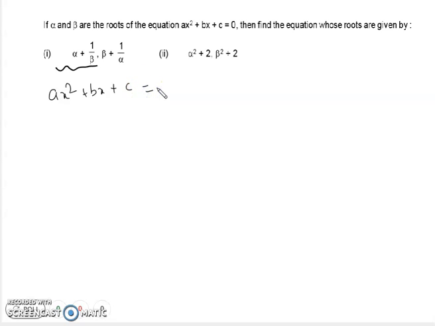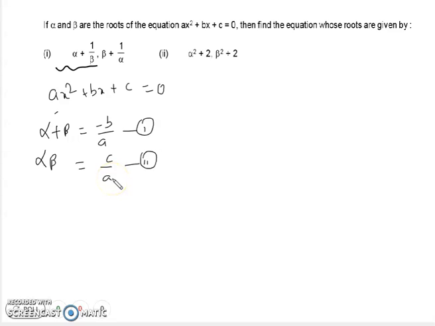This is the equation, guys, and you can say that alpha and beta are the roots of this equation, guys. So on the basis of this equation you can write here alpha plus beta equal to minus b by a, right? And product of roots equal to c by a, right? This is the first equation and this is the second equation, right?